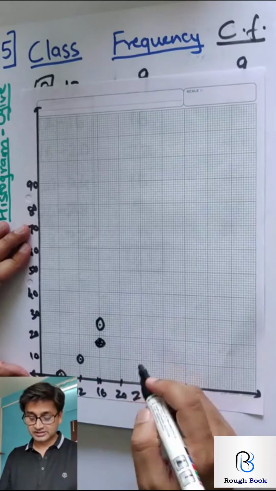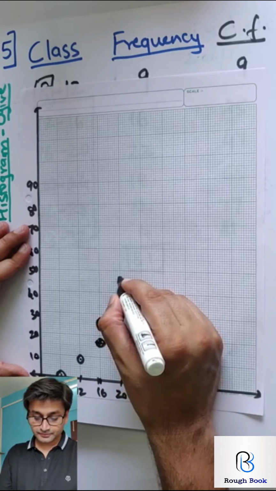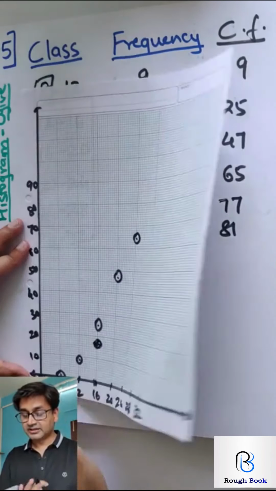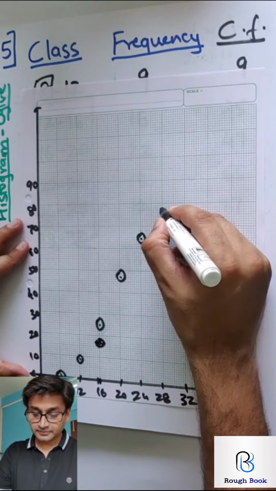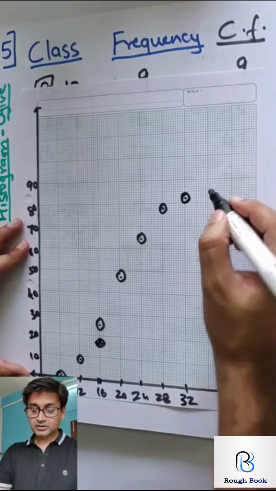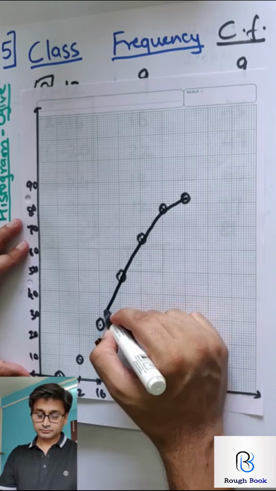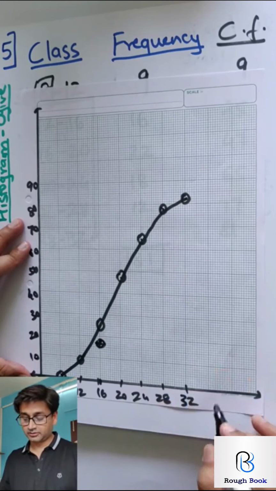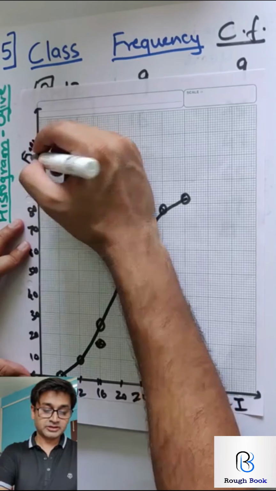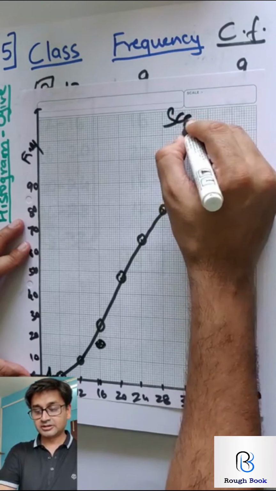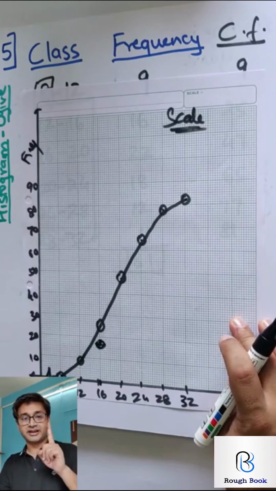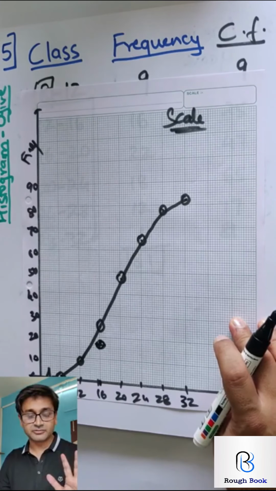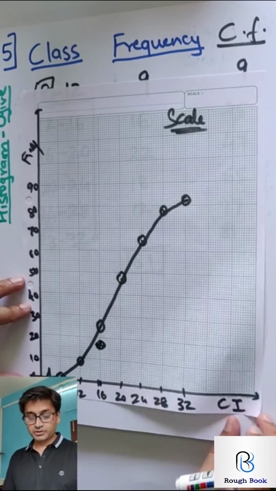Then the next ones: 47, 65, 77 and 81. Curve, let's draw. That's how the curve should look like, a smooth and a very clear curve. Cumulative class interval, frequencies, is the kink required? Yes. And then your scale. Remember 4 things in the end: the 2 heads, the kink and the scale. There are always 4 things in the end which we should always remember, so we don't lose marks on this. Let's go with the next question.